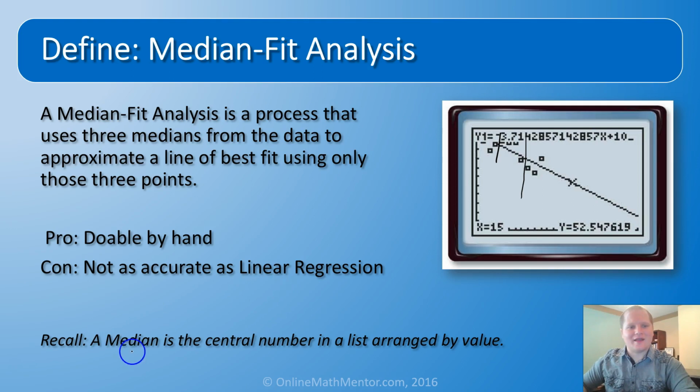And recall that a median is the central number in a list of arranged values. So if we had 1, 2, 3, 5, 6, the median is 3 because it's 3 from the right and 3 from the left.